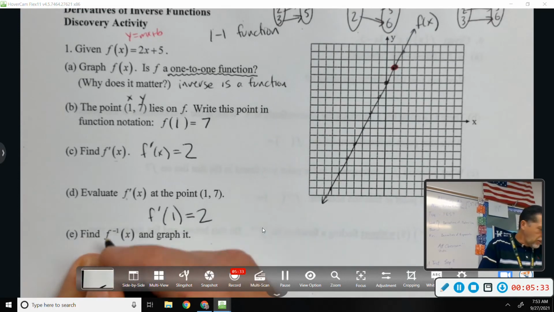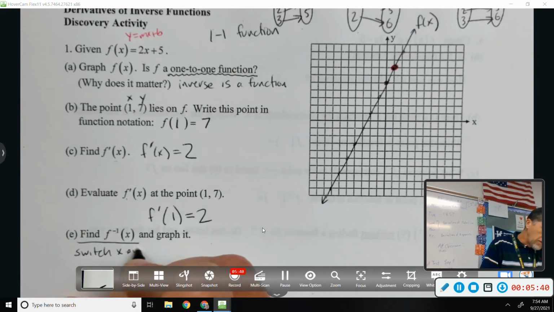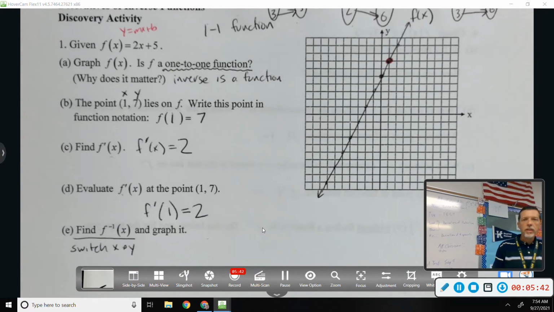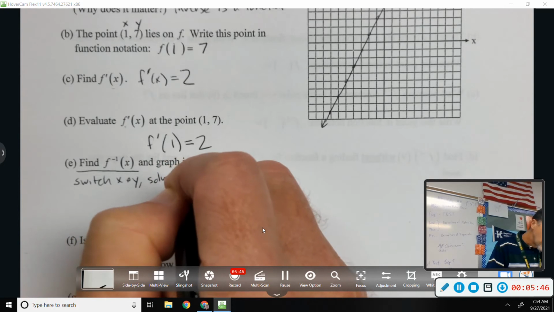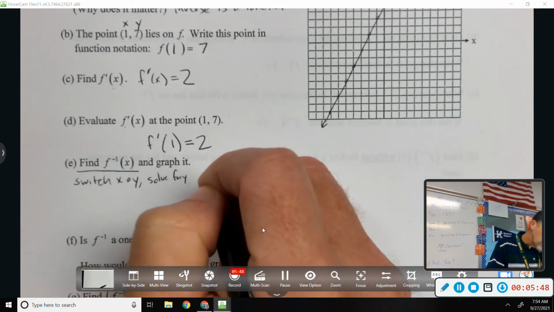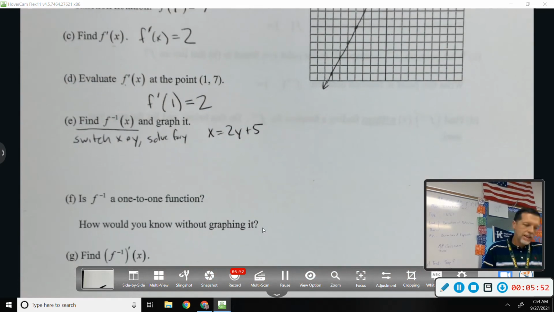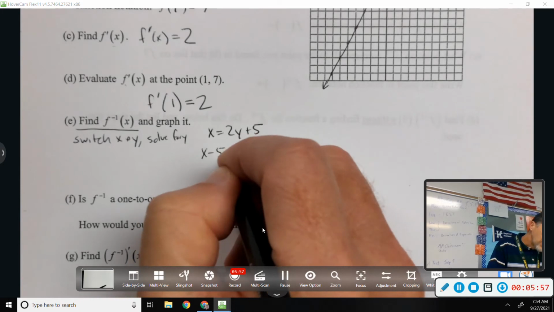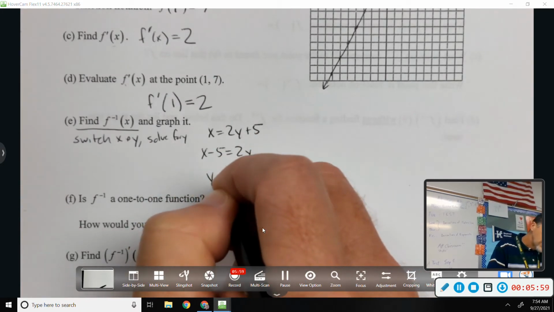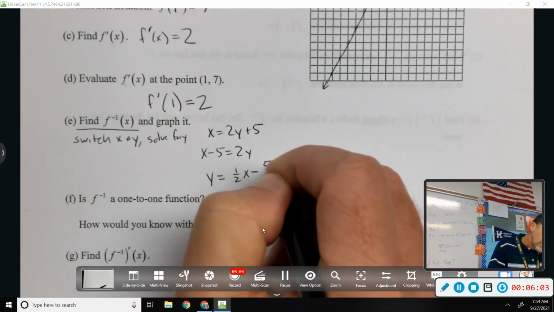Find the inverse. If you don't remember, that means switch x and y and solve for y. So x equals 2y plus 5. So if we move things around, x minus 5 equals 2y, y equals 1/2 x minus 5/2.